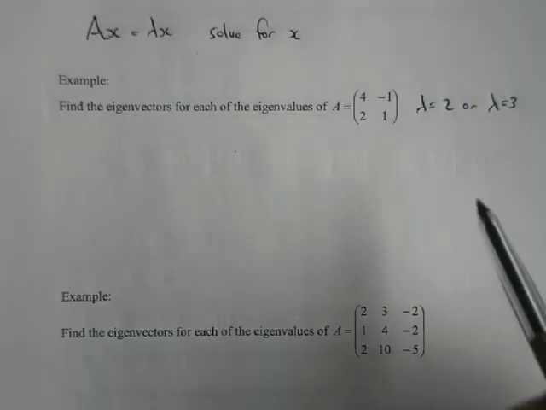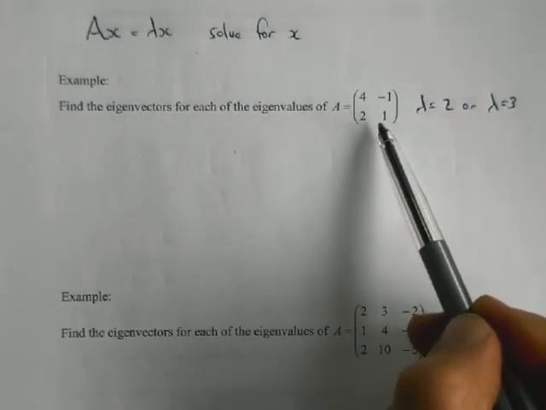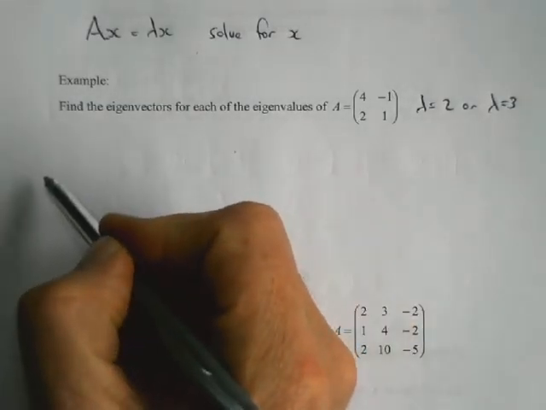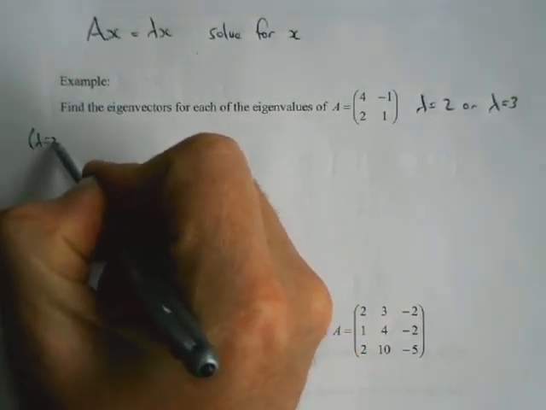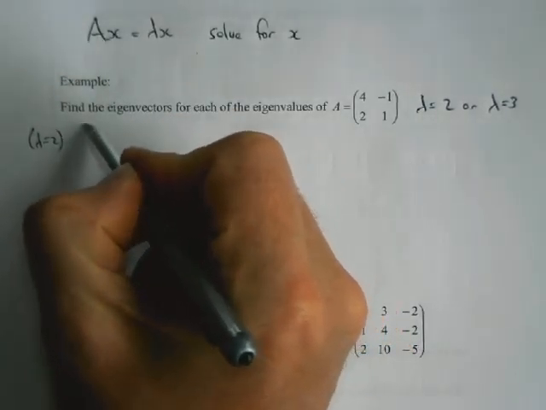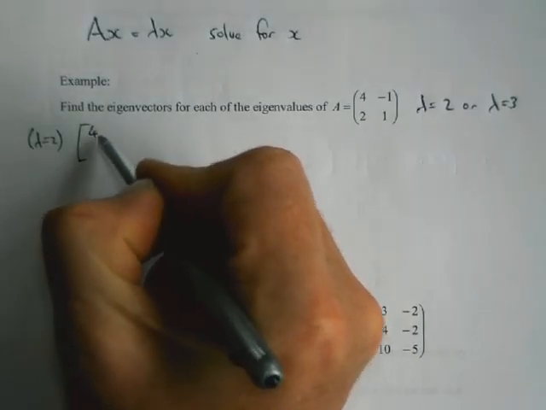Right, so the first thing we're going to have a look at is the matrix here, which we worked out before, and we worked out the eigenvalues were 2 and 3, so we're just going to do it once for each one. So we'll start off with the situation where the eigenvalue is 2, and then we've got to solve this equation, so let's write this equation down.